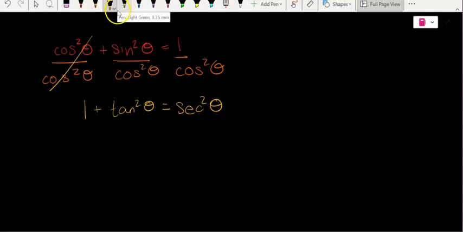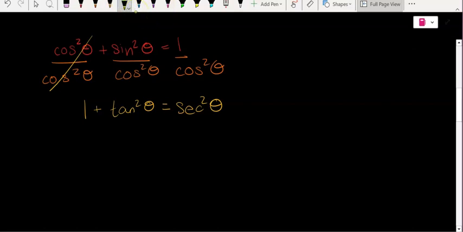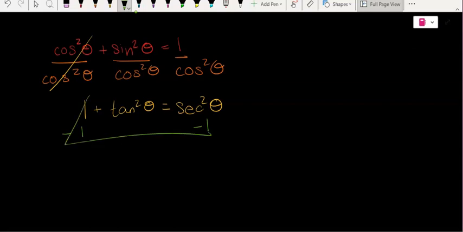And then I'm going to do the same thing that I did before in terms of rearranging it and solving for different parts of the equation. So here, if I solve this equation for tangent squared, that just means I'm going to subtract 1 from both sides. And that's going to get me tangent squared theta is equal to secant squared minus 1. That's going to be another one of my equations.